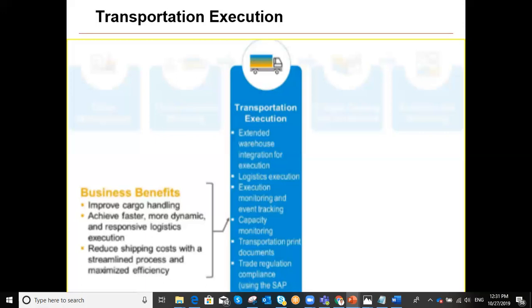Then we are also reducing the freight order cost with the improvement in efficiency and effectiveness. So our motive is to reduce the freight cost, and our motive is to reduce the transportation lead time. Basically, transit time is reduced to a large extent.